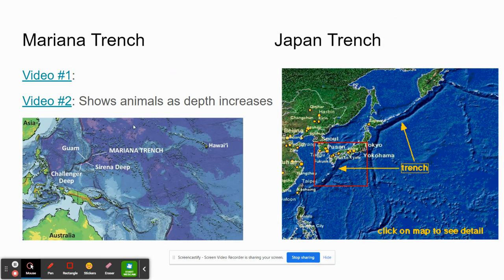Okay, so two of these places around the world, or two trenches around the world, are the Japan Trench and the Mariana Trench. There are two little videos I want you to go through and watch. They'll pop up in the notes as links and you can watch them in a hot second. But take a second to look at these places and get an idea of what's going on at them.